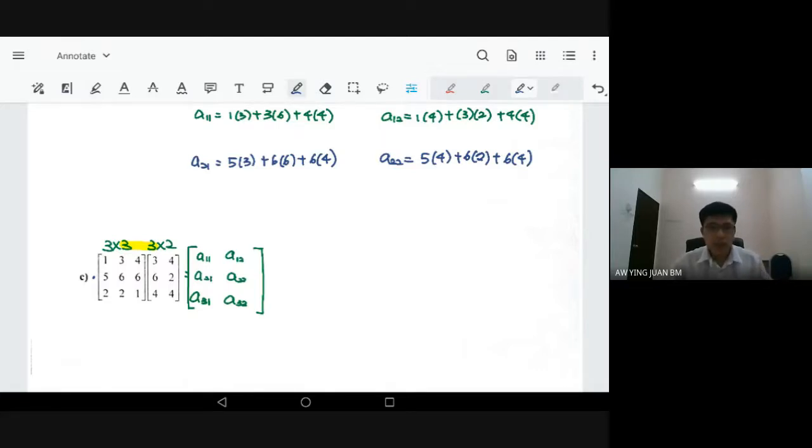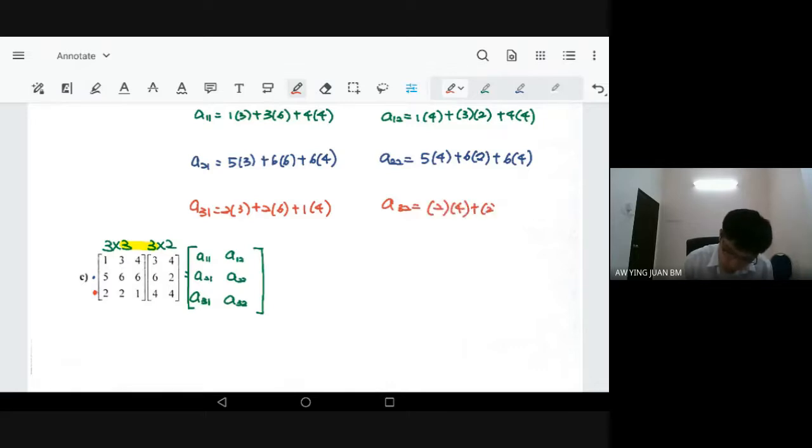Boleh? Teruskan ya? Kita teruskan. Seterusnya, A31. So, sekarang kita bergerak ke sini. Iaitu 2 darab dengan 3, tambah 2 darab dengan 6, tambah 1 darab dengan 4. A32. Kita teruskan. Iaitu 2 darab dengan 4, tambah 2 darab dengan 2, tambah 1 darab dengan 4. Begitulah prosesnya. Kemudian kita perlu jumlah. So, anda boleh guna calculator. Iaitu 3 tambah 18, 21 tambah 16.